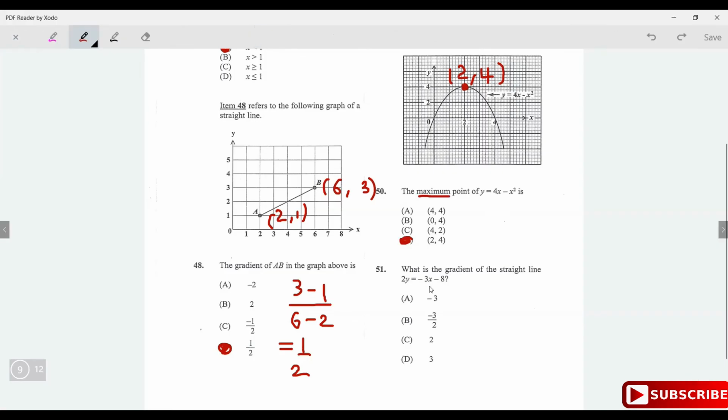Find the gradient of this straight line. To find the gradient of the line, first you divide by 2 to get y is negative 3 over 2 x minus 4. Negative 8 over 2 is negative 4. So this is the gradient, negative 3 over 2. Easy, soft.